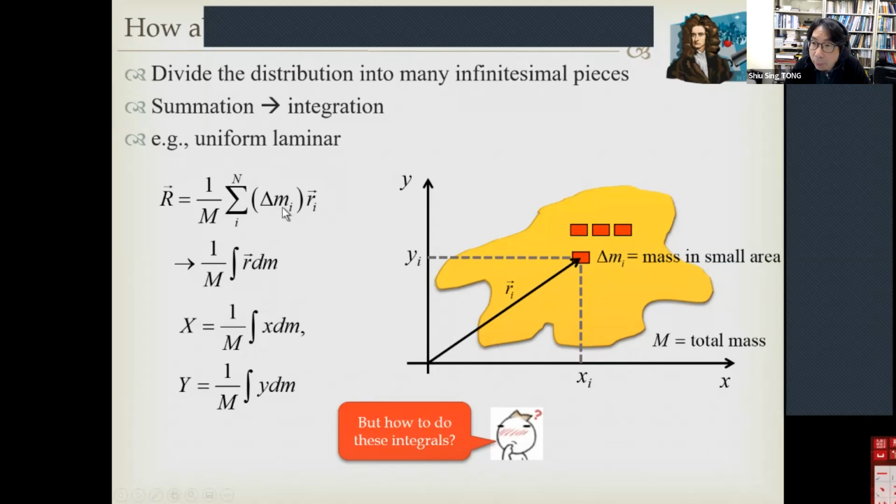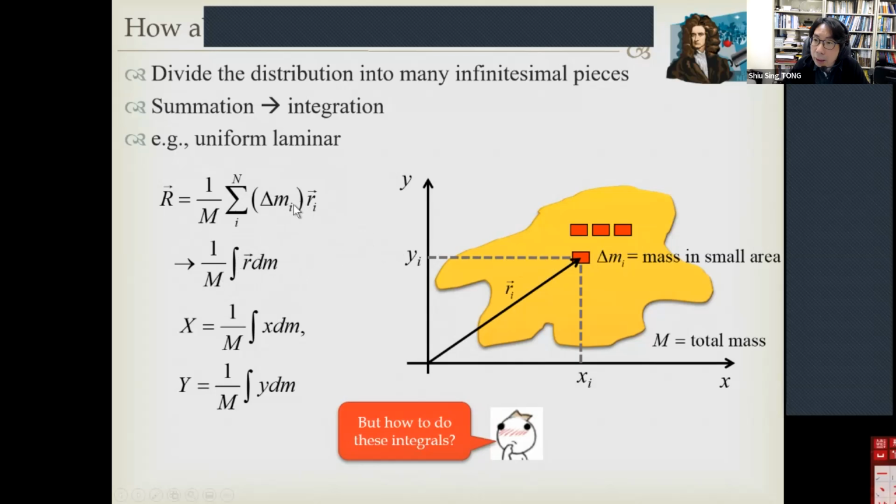In the limit where delta m gets very small, we imagine we divide it into smaller and smaller pieces. When delta m becomes very small, it becomes dm. In integration, dm means a very small piece of the mass m. So the summation in this limit becomes the integral of the position vector over dm. The summation of delta mi Ri now becomes the integral of R over dm.